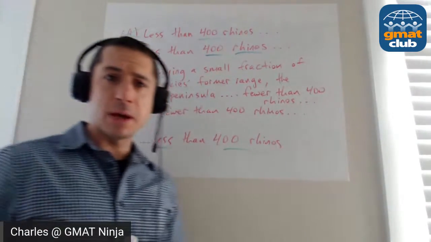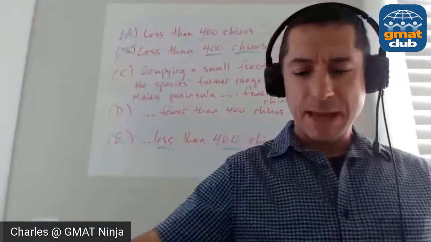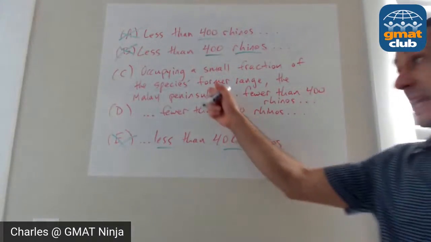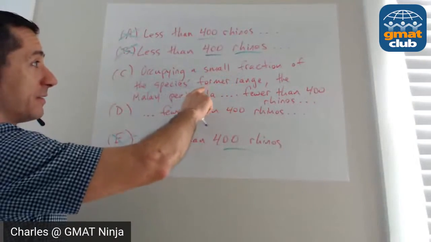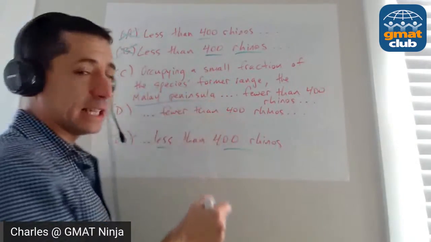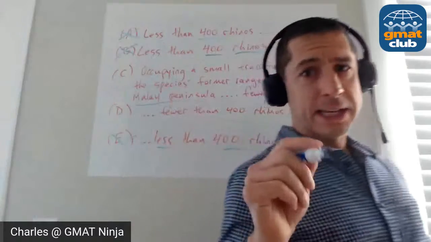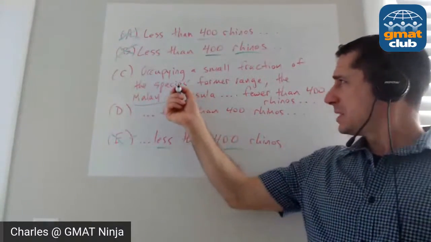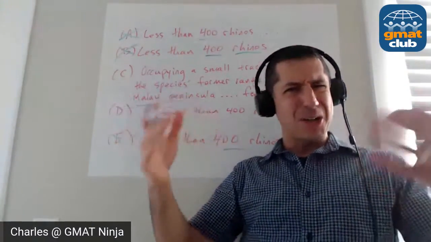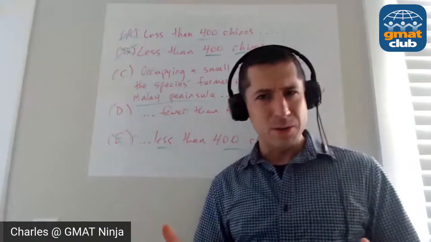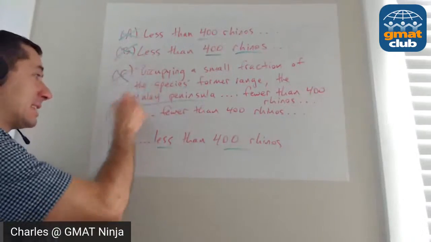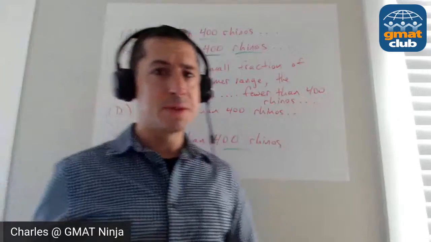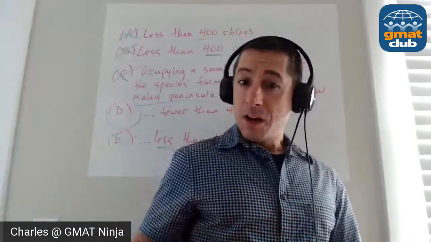Down to C and D within about 20 seconds. Wonderful, feels great, makes me happy. And now, really easy error in C as well. I don't even have to read D very carefully. Occupying a small fraction of the species' former range, the Malay Peninsula, which is a very beautiful place, one of my favorite places in the world. But it doesn't really make sense to say that the peninsula itself occupies the former range of the rhinos. It would be the rhinos that occupy their former range. So C's out. And that's it. D's our answer. I don't think any issues at all really in the live group. So that's fantastic. All right, that should warm up.